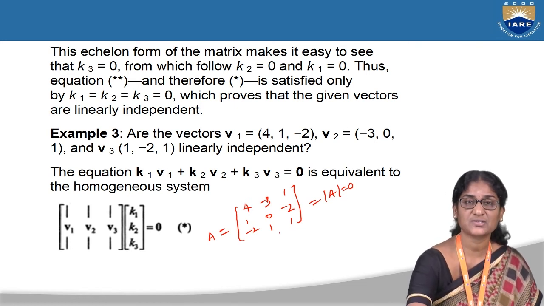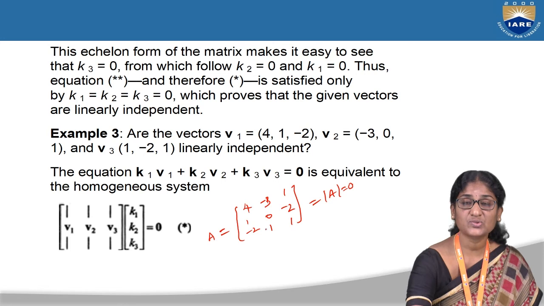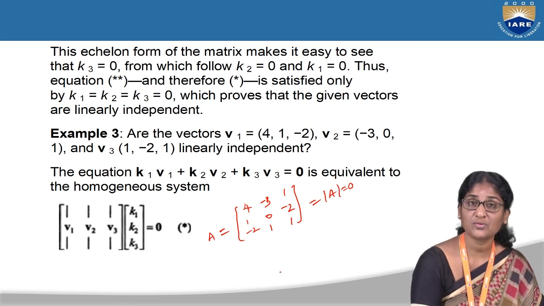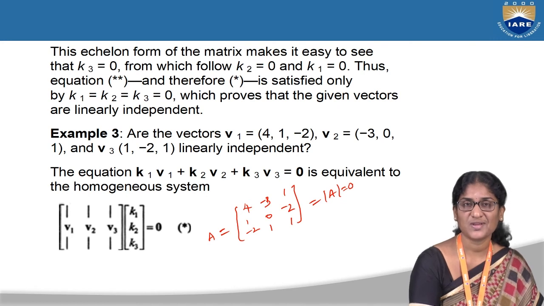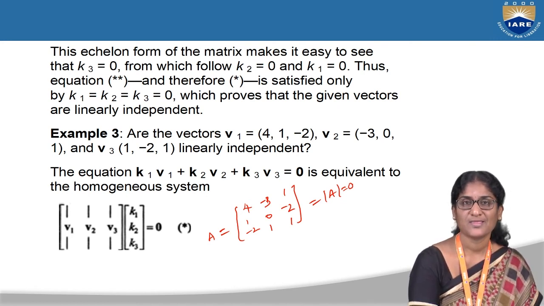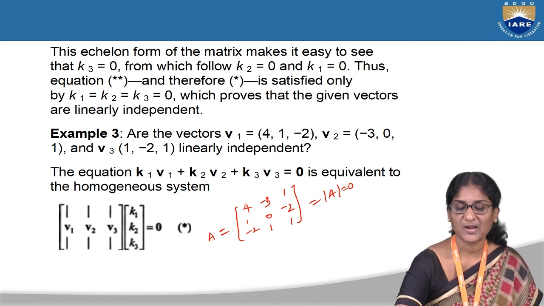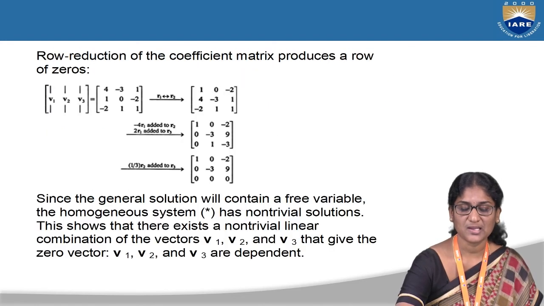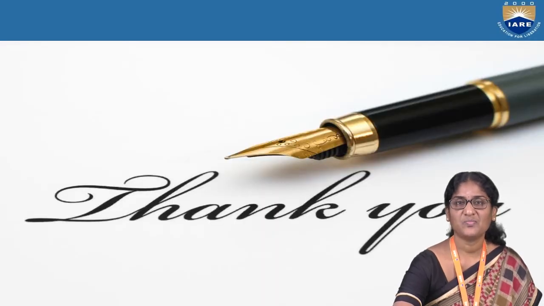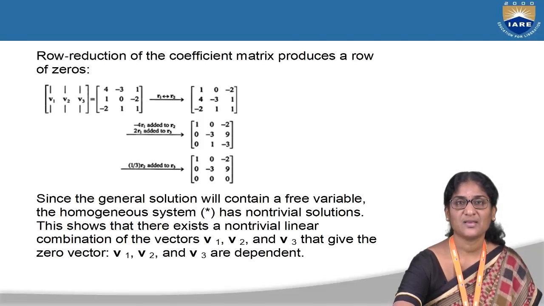Or else we can convert this matrix to echelon form and find the rank of the given matrix. If n minus r is equal to 0, where n is the number of the vectors that we are taking, then the vectors are linearly independent. Otherwise, they are linearly dependent. So that is how we can find the linearly dependent and independent nature of the given matrices.